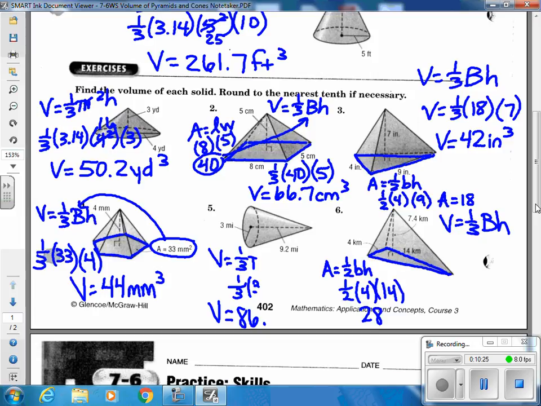That 28 now comes over and plugs into the B of your formula. So volume equals 1/3 times 28. The height of the whole pyramid is that 7.4. Okay, so now you want to do the multiplying and dividing part, however you type it in. And hopefully you have come up with the number that rounds off to say 69.1, and we're in kilometers cubed.